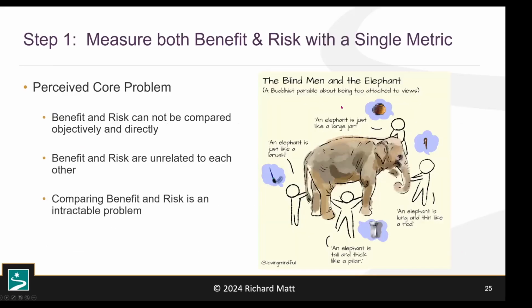So going on again, I'm going to pull up my blind man and elephant analogy again, because the perceived problem was, again, from people looking at the same problem from different perspectives, none of them wrong. All of them right, but none of them complete. Benefit and risk, a lot of people say, cannot be compared objectively. Most people look at them as being completely unrelated to each other, and that comparing them is an intractable problem, I've been told. And we're going to show that's not true, but this is the perception that we have to deal with and get past to be able to have a solution to the benefit risk problem.